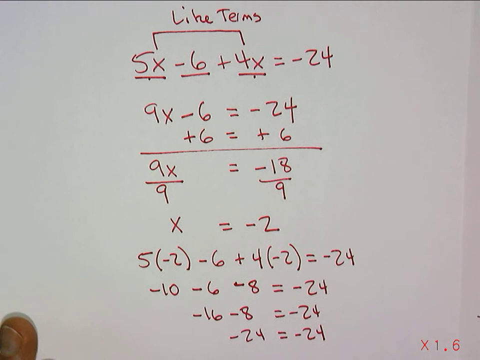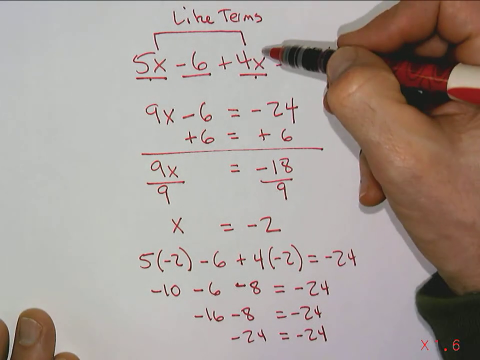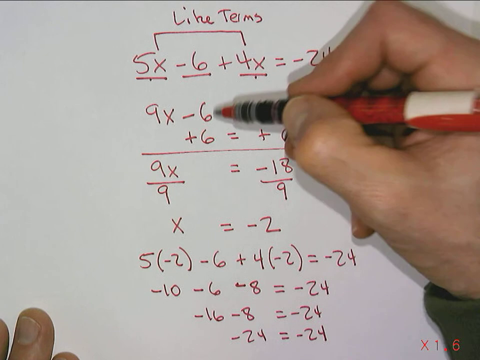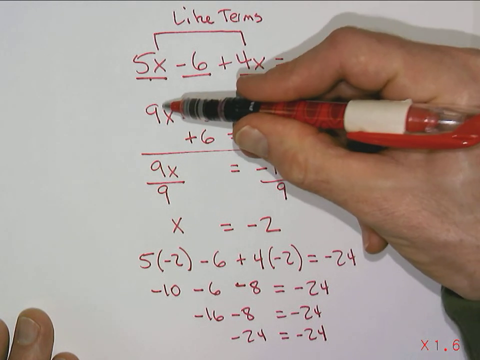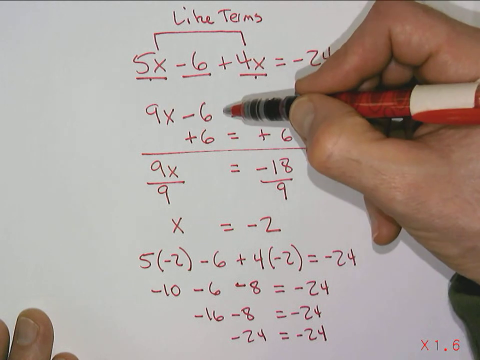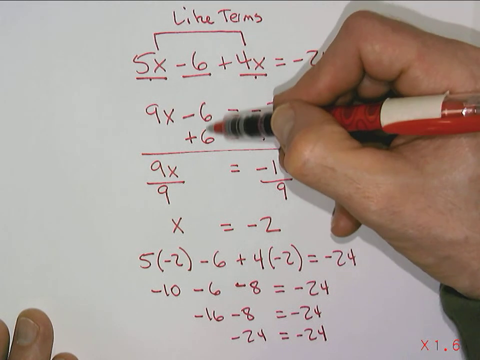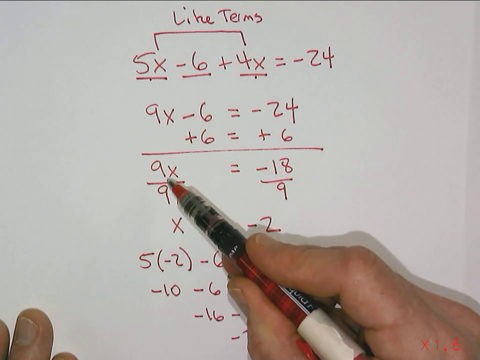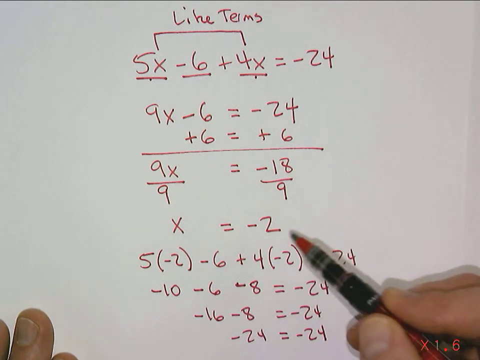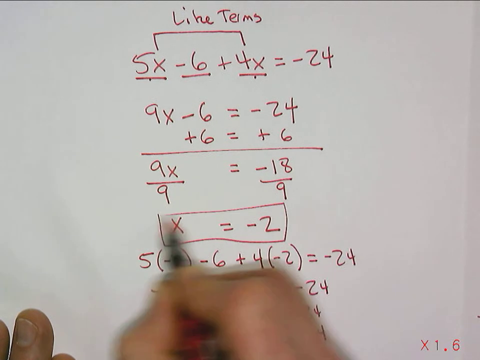So the whole key to like terms is just getting those like terms together. And then once all your like terms are together, you basically have a very simple two-step equation where then you add the opposite for the number term and then divide by the multiplier of x. And you get your solution for x every time.